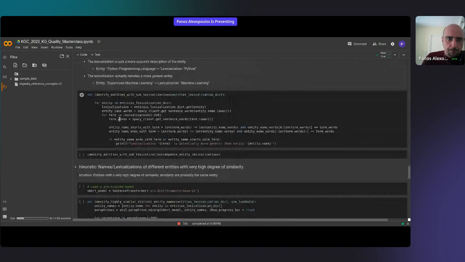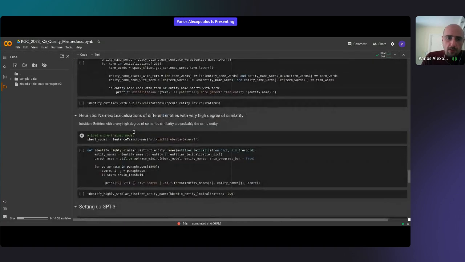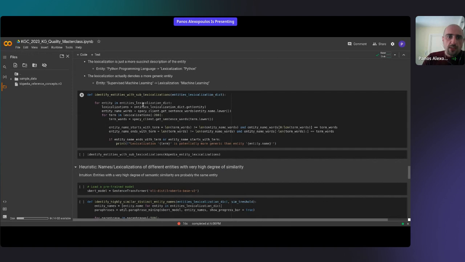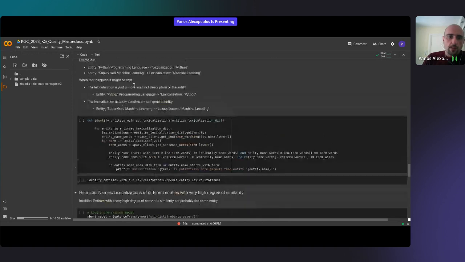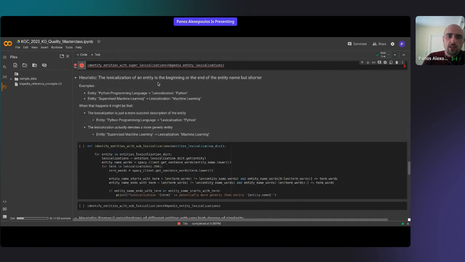Now, a second heuristic is the inverse of this, when the lexicalization of the entity is shorter than the name of the entity. So for example, we have the entity Python programming language and we have as a shorter label Python, which is actually correct. But then we might also have supervised machine learning and its synonym is machine learning. So it's the other way around.